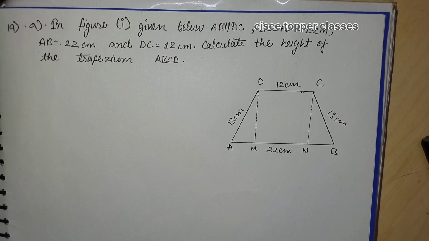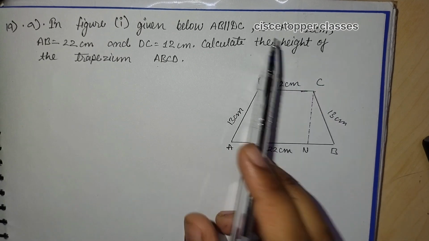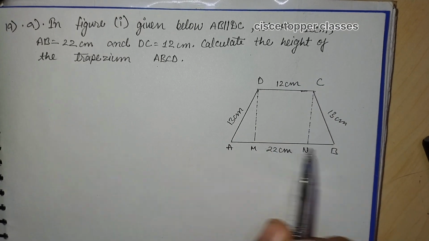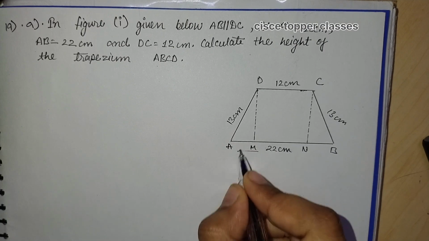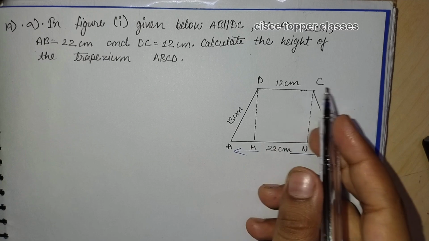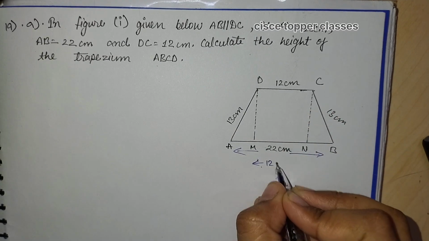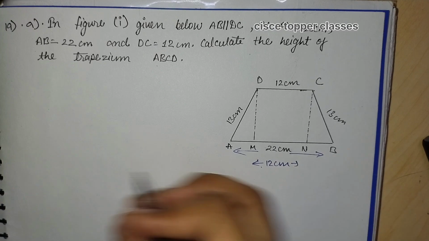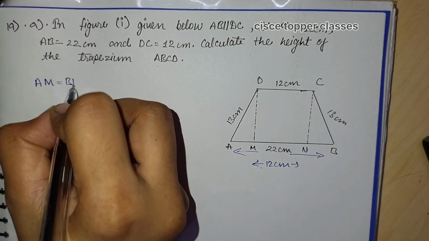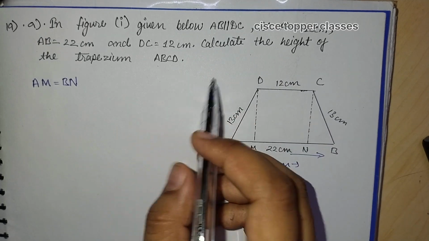Now let us solve 19th first part here. In the figure given below, AB is parallel to DC and BC is equal to AD, 13 centimeter, and AB is 22 centimeter, and DC is equal to 12 centimeter. When we draw perpendiculars, we will get MN as 12 centimeter, and here AM is equal to BN. So simply we can write AM is equal to BN here. We have to calculate the height of trapezium ABCD.